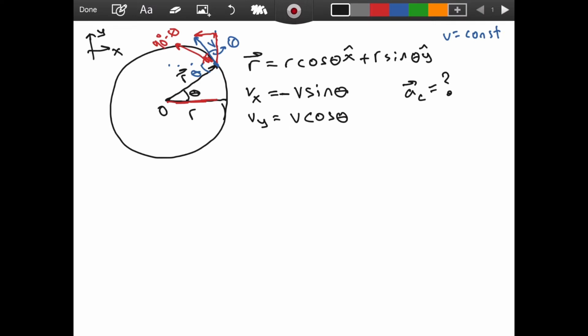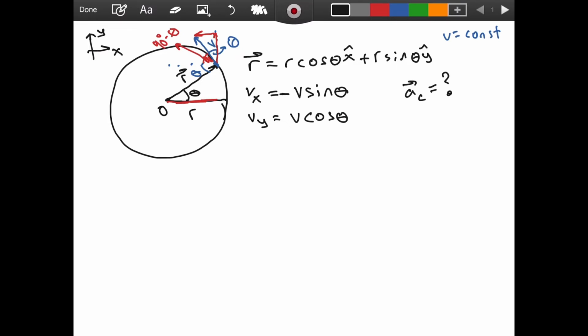Well, the speed is constant, but remember that speed is not a vector. Speed is a scalar. It is the magnitude of our velocity. So the magnitude of our velocity is constant, but the direction of our velocity is not constant because we are constantly changing direction. That's why we are moving in a circle. Hence, even though the magnitude of our velocity vector is constant, its direction is changing, so there must be an acceleration. And we call that acceleration a centripetal acceleration.